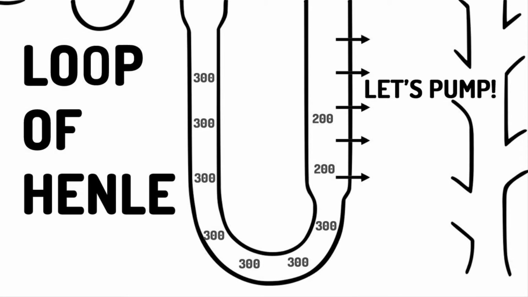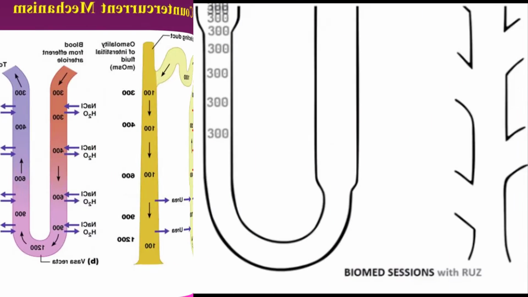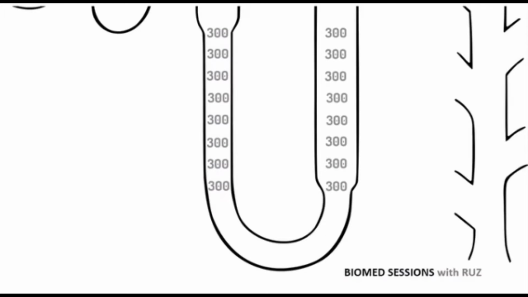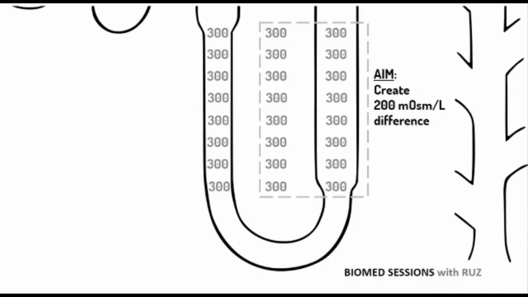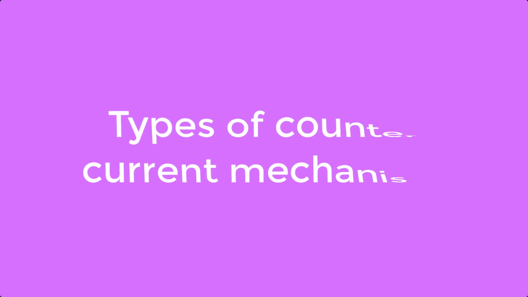The loop of Henle and vasa recta play an important role in the countercurrent mechanism. In this mechanism, the interplay occurs between isotonic tubular fluid and the blood flowing in the opposite direction through the vasa recta. The name countercurrent indicates that the two fluids flow in opposite directions in these two parts of the nephron.